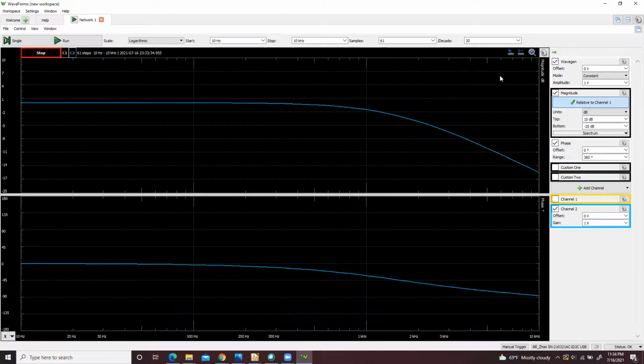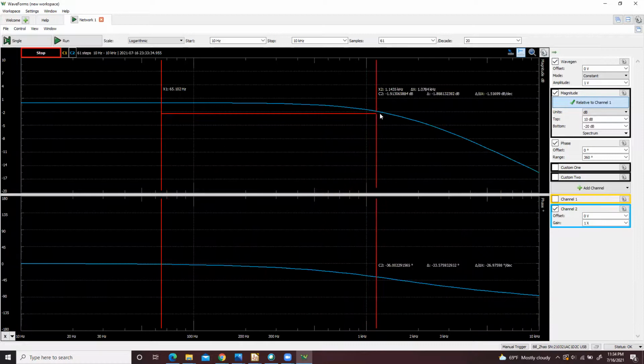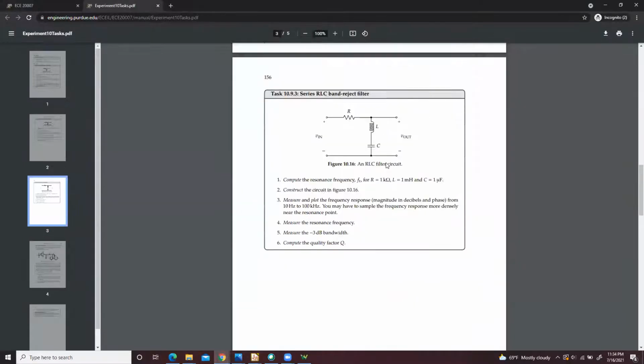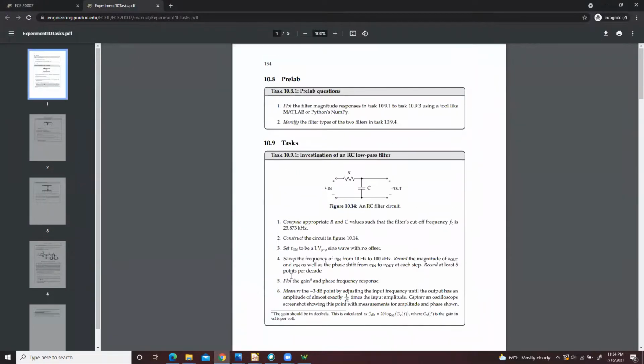And after you get the plot, you can click on here to measure the -3 dB point. So for example, let's say here. That's the -3 dB point, which shows the cutoff frequency for the circuit I have is 1.58 kHz. Okay, so that's the cutoff frequency I have right now. And here is the phase shift. Okay, so that's how you use the network analyzer. And remember, you will use this for question 4 and question 5.